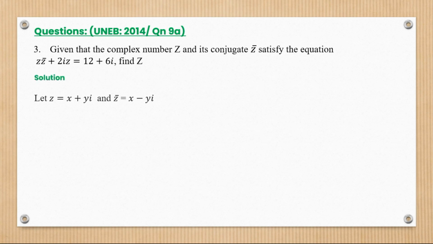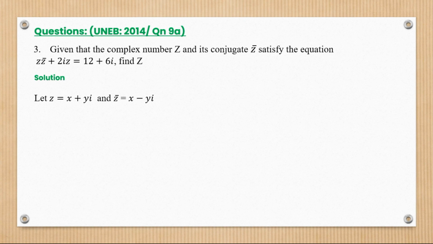Now what we're going to do in this case is let z be equal to x plus yi. In former examples, we've been using the letters a and b, but I want you to know that you can actually use any two letters of your choice. For this case, we're just going to use x and y, and I believe that is okay. So if we let z be equal to x plus yi, obviously its conjugate is going to have a negative in front of the imaginary part, so the conjugate is definitely going to be x minus yi.